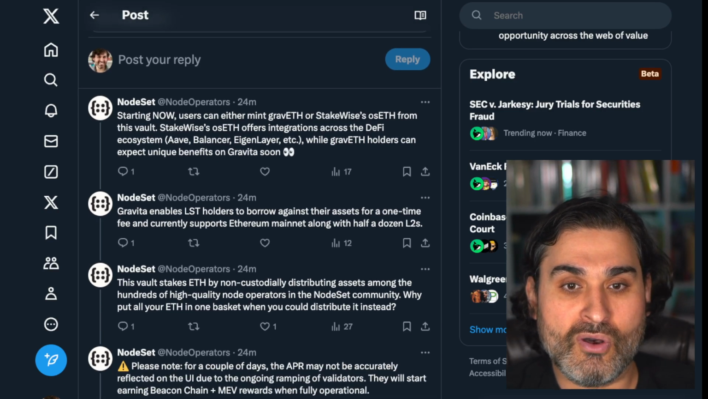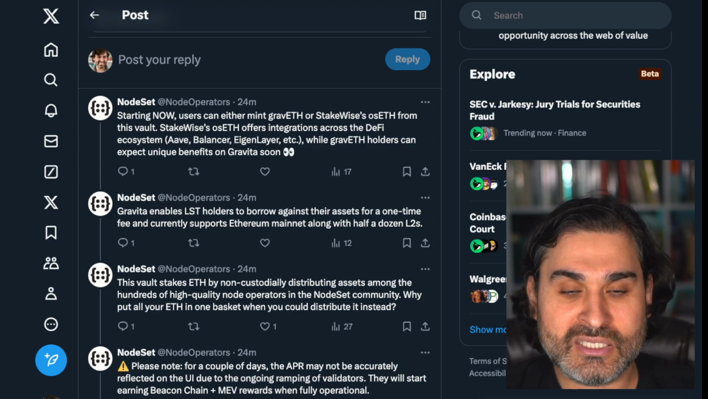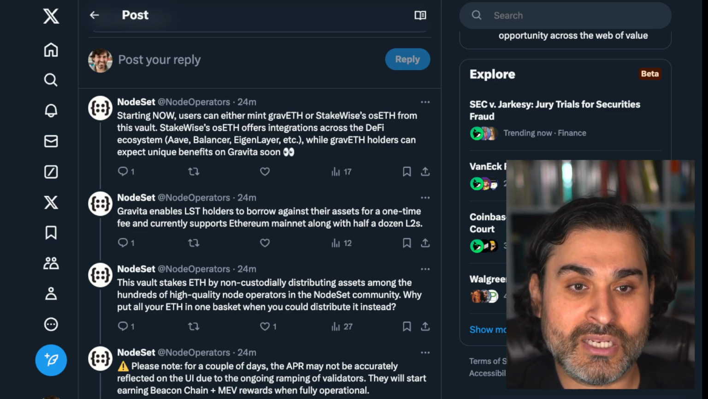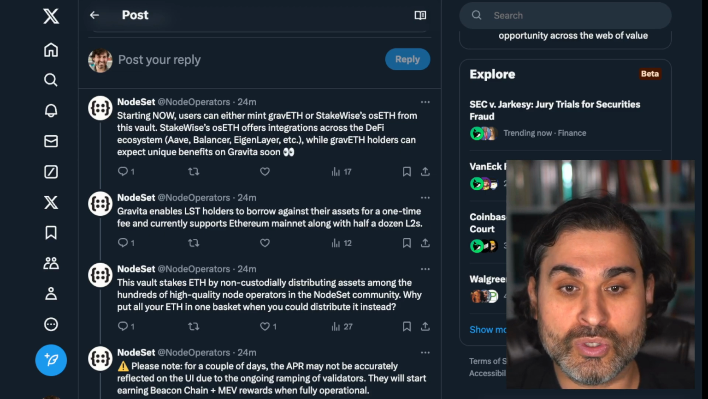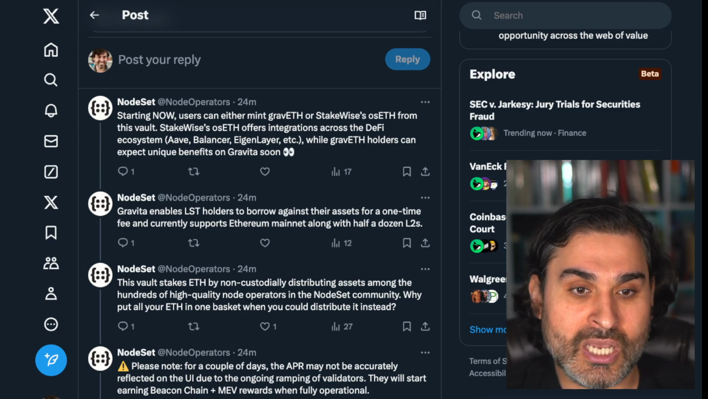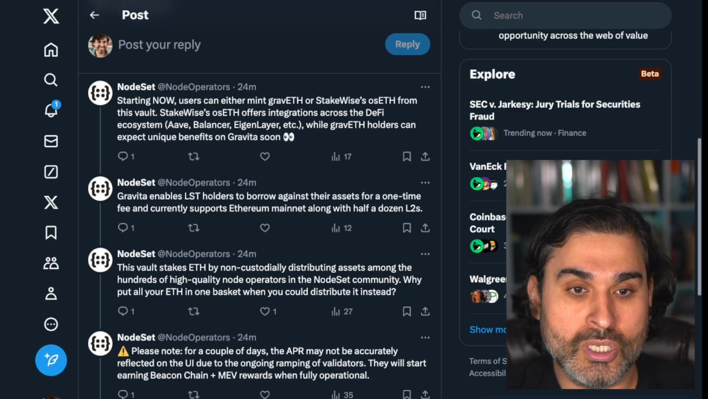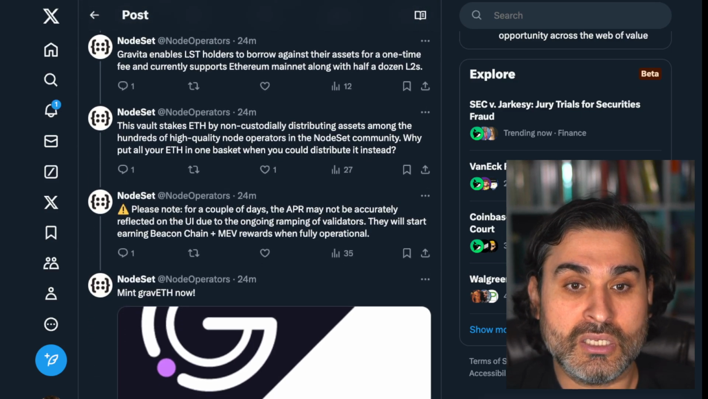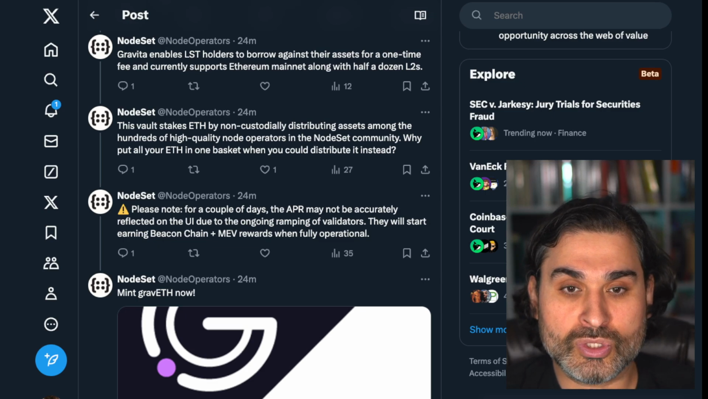Stakewise OS ETH offers integrations across the DeFi ecosystem with Aave, Balancer, Eigenlayer, etc., while rETH holders can expect unique benefits from Gravitar soon. Gravitar enables LST holders to borrow against their assets for a one-time fee and currently supports the Ethereum mainnet along with half a dozen L2s. This vault stakes ETH by non-custodially distributing assets among the hundreds of high-quality node operators in the NodeSet community.